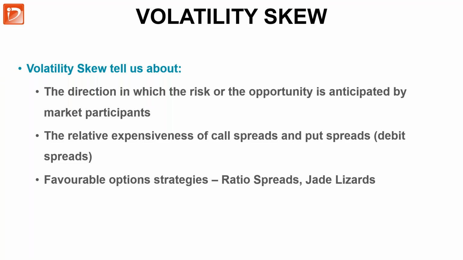Volatility skew also tells us that certain strategies are more favorable to do. For example, ratio spreads and jade lizard spreads are more favorable when there is a volatility skew. Call ratio spreads are more favorable when there is a forward skew, that is, when call options are more expensive than put options.